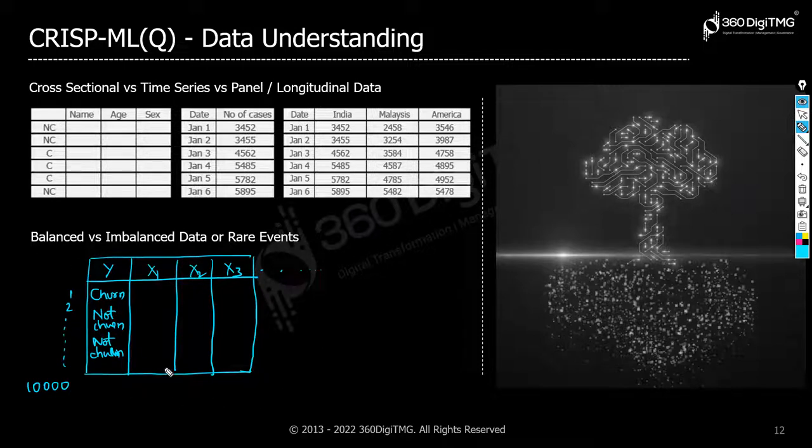To determine whether this data set is balanced or imbalanced, you need to just look at the output variable. If within this output variable you have 50% of observations as churn and another 50% of observations as not churn, then this data set would be called a balanced data set. If, say, the churn is 40% and not churn is 60%, still you say that this is a balanced data set. 30%, 70%, still it is called balanced. Until here, it is called balanced, my dear friends.